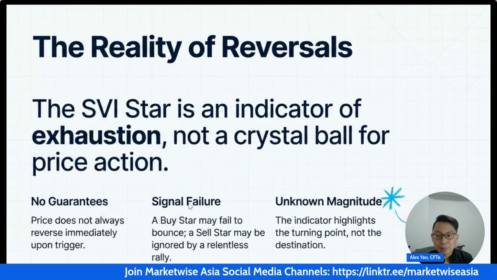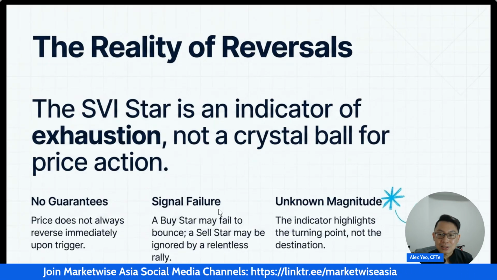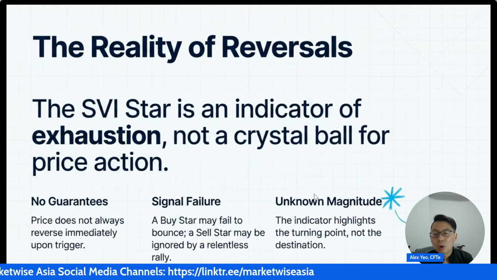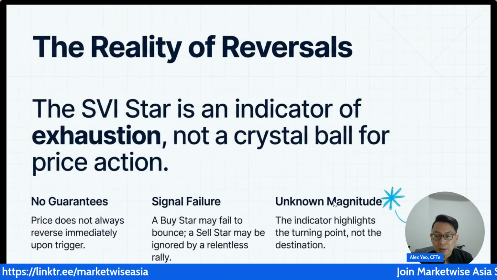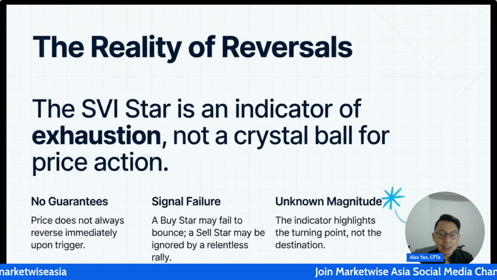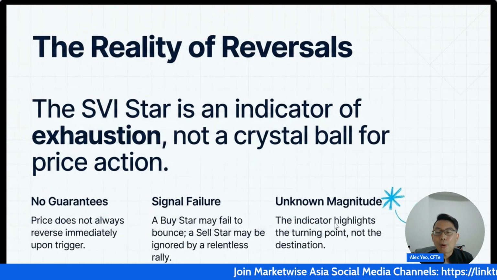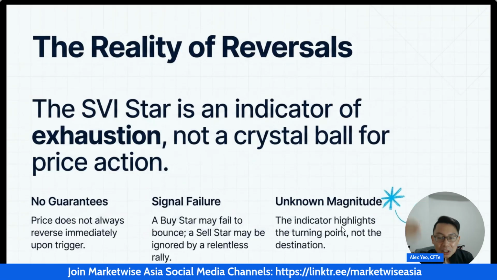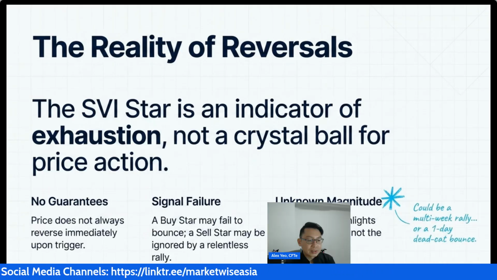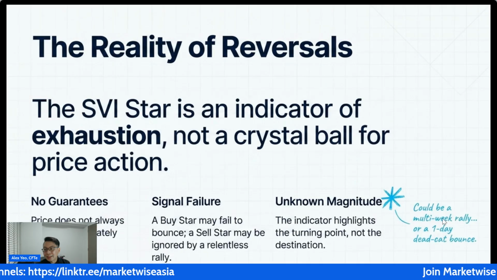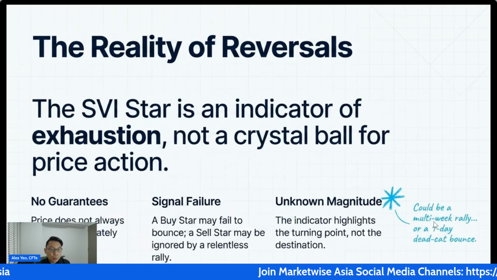Let's say, for example, even if you see a buy star signal, you won't know the magnitude of the bounce or the reversal. It just highlights a potential turning point. It does not tell you the destination, and it might fail. If it fails, it could be just a 1-day dead cat bounce or even a multi-week rally. You won't know until hindsight.